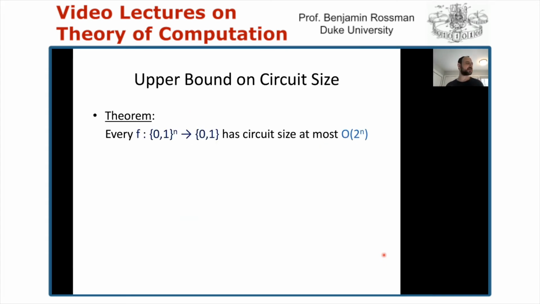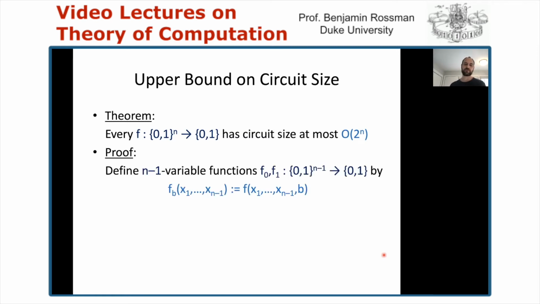Okay, so let's make a quantitative version of this claim that every Boolean function is computable by a Boolean circuit. In fact, we'll show that an n variable Boolean function is computable by a circuit of size at most order 2 to the n. Okay, so let's see how we can show this. It's going to be a proof by induction on n. So consider the 2 n-1 variable Boolean functions, f0 and f1, where f sub b is obtained by substituting the constant b for the variable xn.